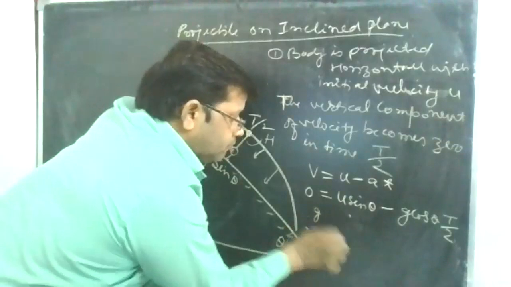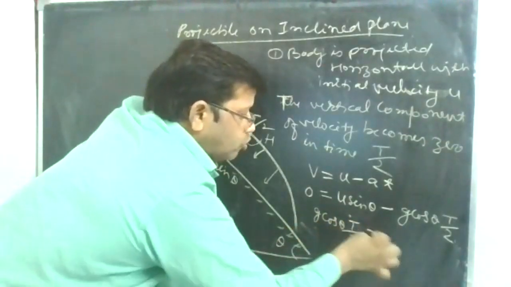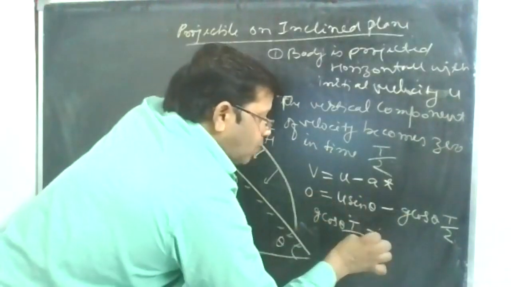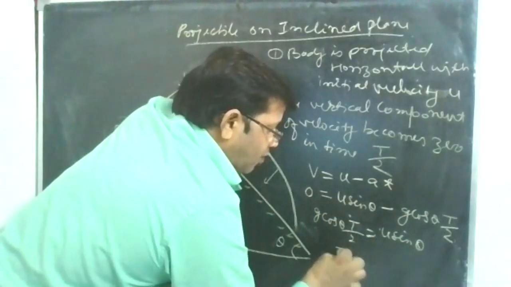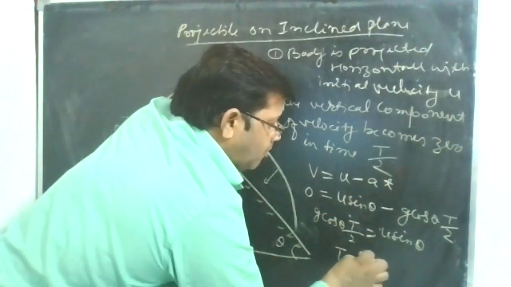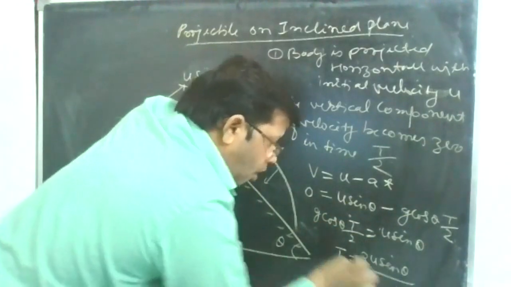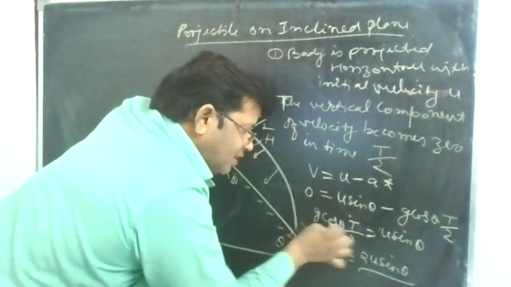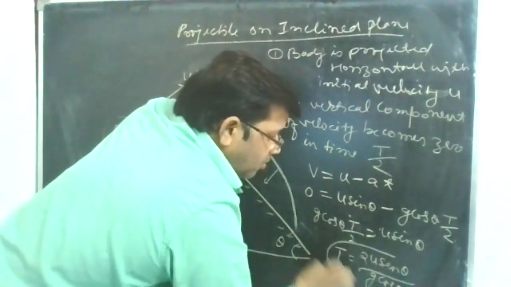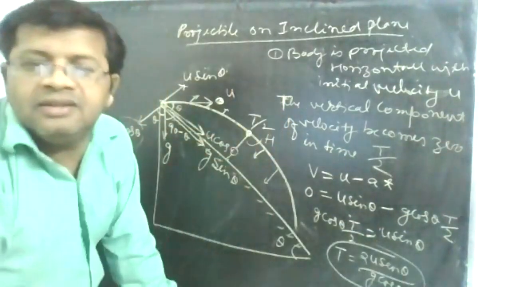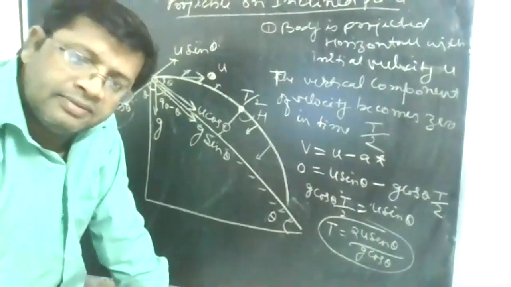बेटा इसको इधर लाइएगा, ये क्या होगा? g cos θ इंटू t बाई 2, माइनस साइन प्लस हो जाएगा बेटा, ये इधर आएगा, एंड दिस इज व्हाट? u sin θ. Here time of flight will be 2u sin θ upon बेटा g cos θ नीचे जाएगा, g cos θ. This will be the time of flight. Are you getting or not?